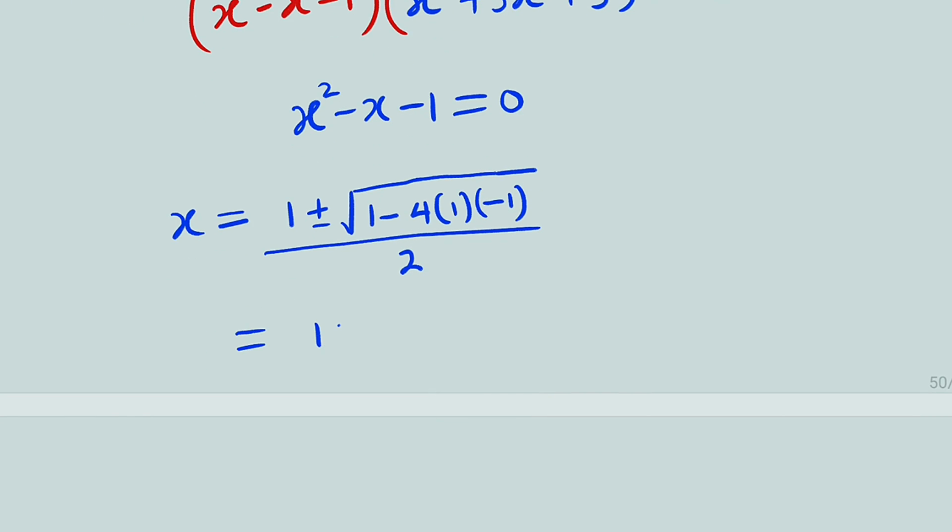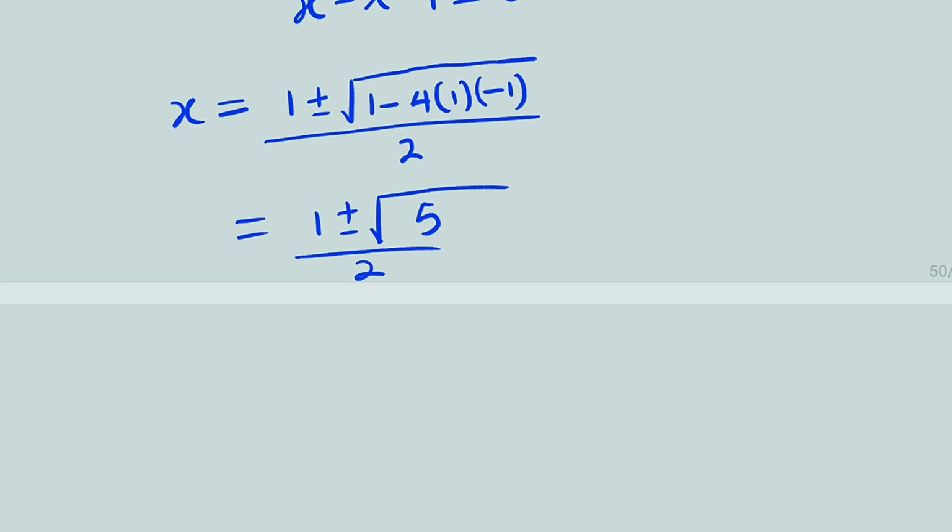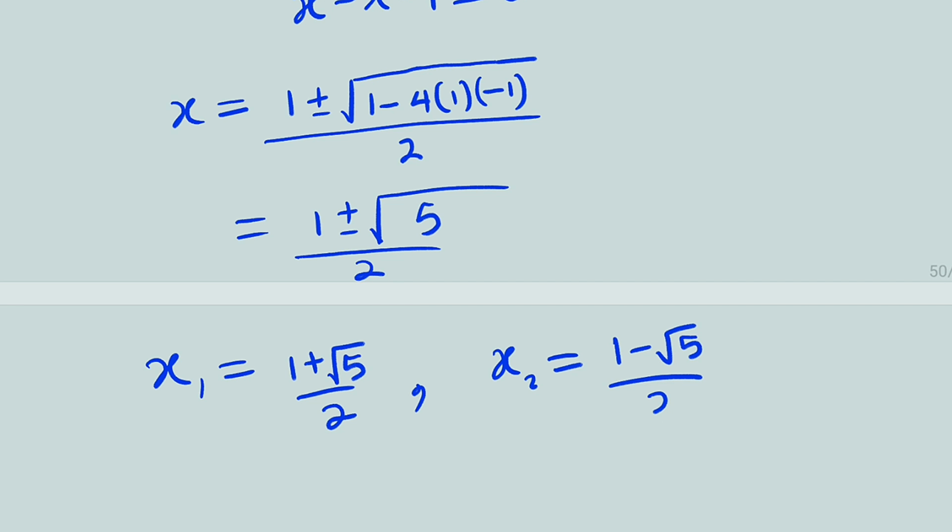This is equal to 1 plus or minus the square root of 4 times 1 is 4, times negative 1 is negative 4. Then we have 1 plus 4 is 5. So we have 5 here. Divide by 2. Therefore, the possible values of x here, x1 equal to 1 plus root of 5 divided by 2. Then we have x2 equal to 1 minus root of 5 divided by 2.